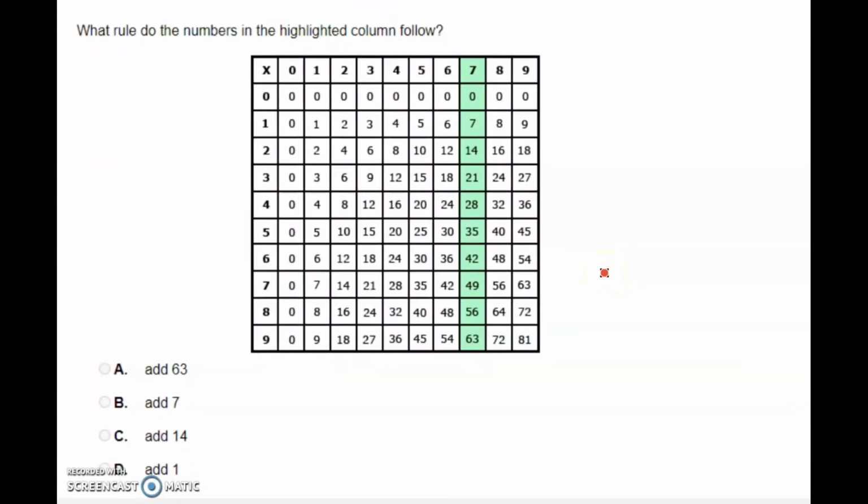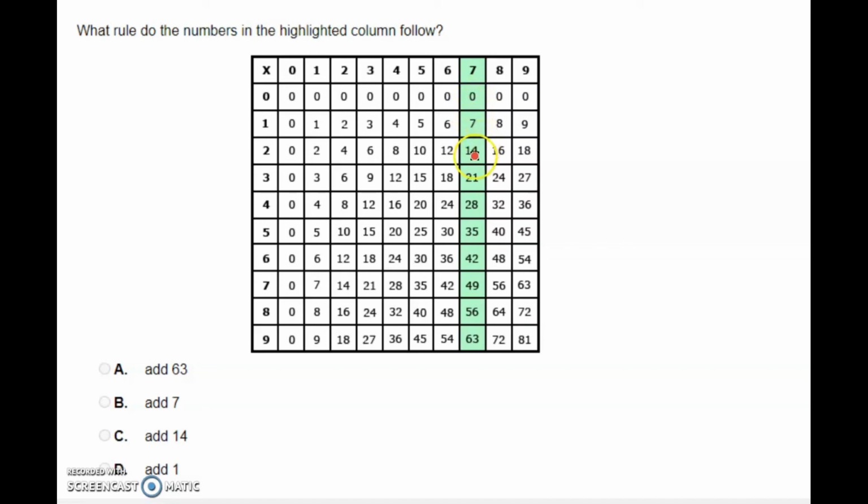What rule do the numbers in the highlighted column follow? 7, 0, 7, 14, 21, 28, 35, 42, 49, 56, 63. We have to identify the pattern here. You start with 7, which is the 7 times table. But 7 times 0 is 0. Okay, 0 jumps to 7.